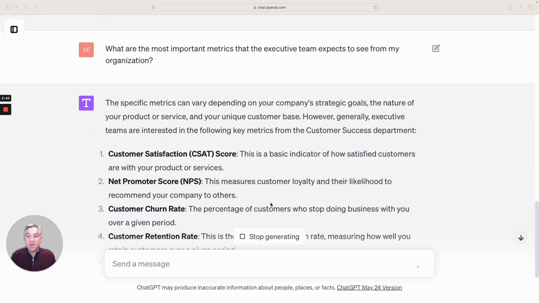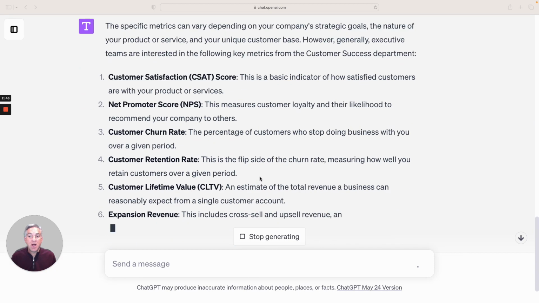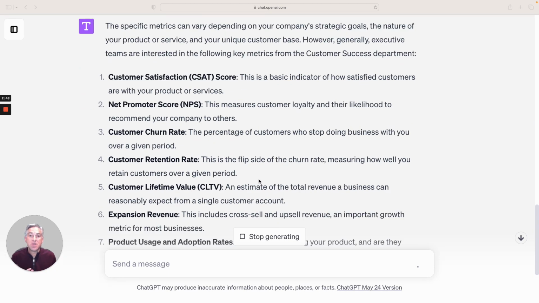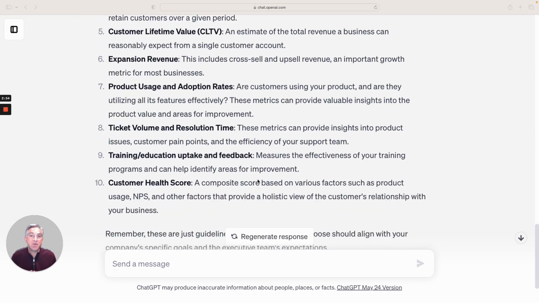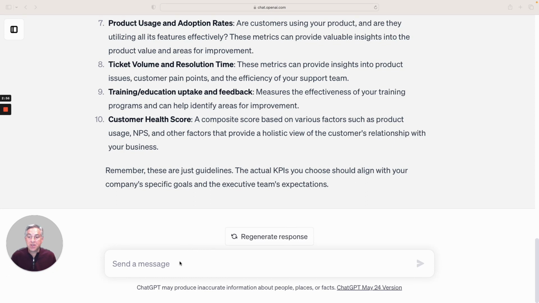So you can see that it comes back with examples for you to think about in terms of results that might be expected from your various functional teams. And you can see if these are relevant for your organizations. Another example of something that you might do is provide additional context to what's been happening in your business.